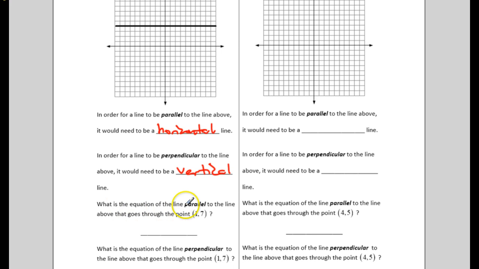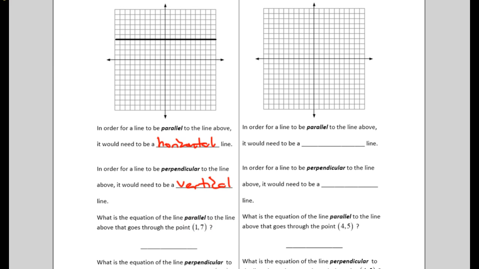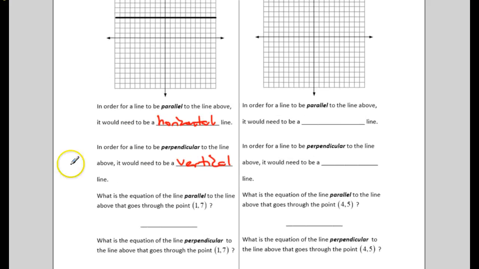So now it says, what is the equation of the line parallel to this line that goes to this point? So see, remember how this one was y equals 4? A hoi will still be a hoi. So it's still y equals, but what will y equal? Look at the point. 7. With the shortcut, we don't have to do any work.